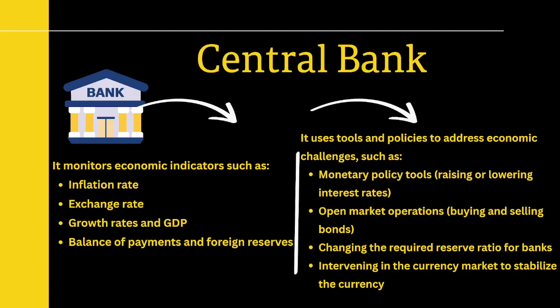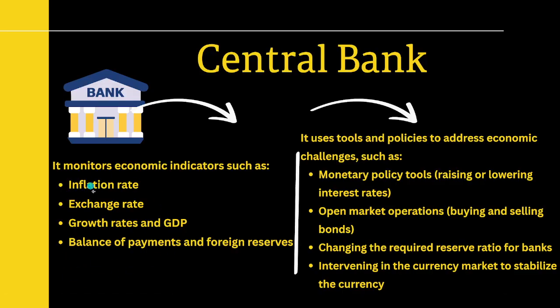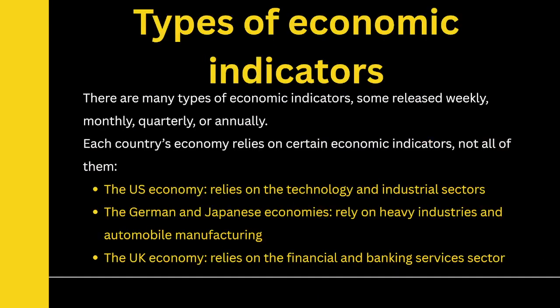So to be specific, the central bank monitors economic indicators such as inflation rates, exchange rates, growth rates and GDP, and also balance of payments and foreign reserves. How does it do that? It uses tools and policies to address economic challenges, such as monetary policy tools, raising or lowering interest rates, open market operations, buying and selling bonds, changing the required reserve ratio for banks, and also intervening in the currency market to stabilize the currency.